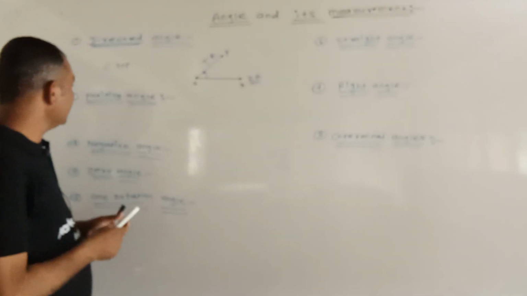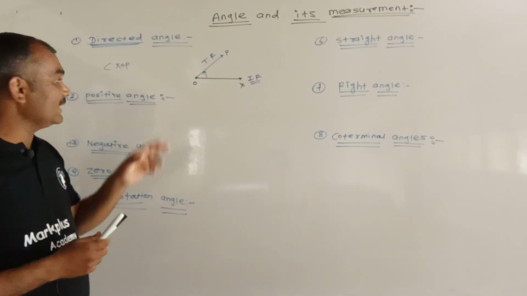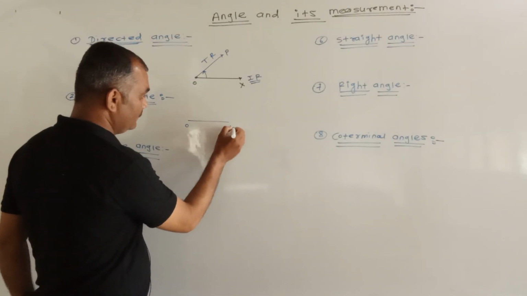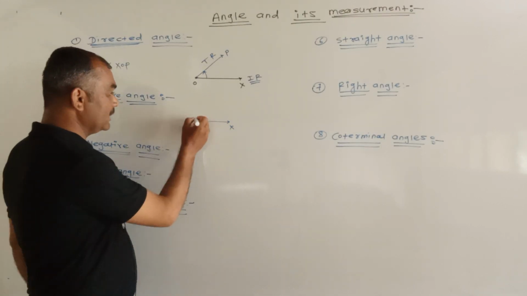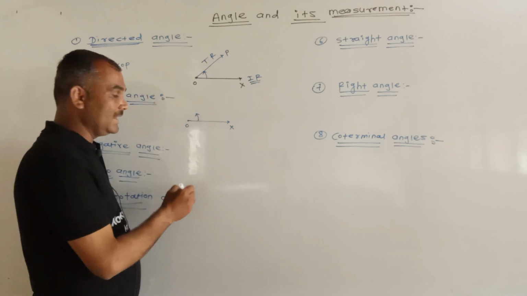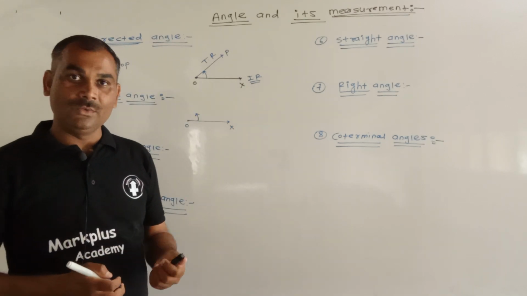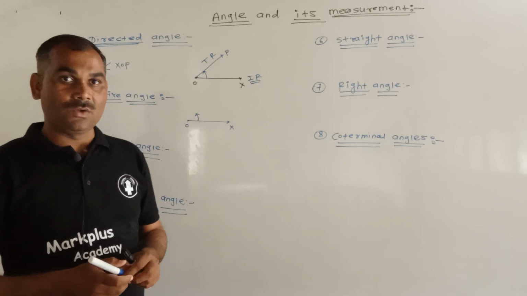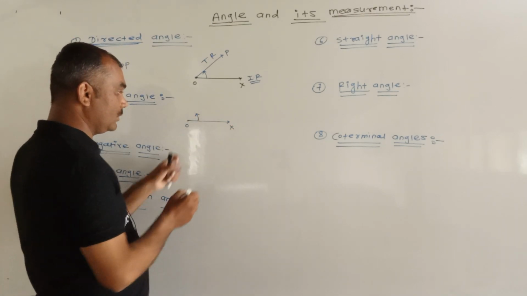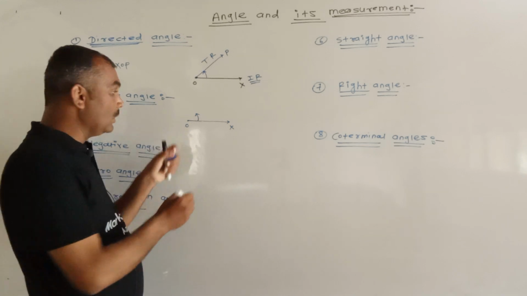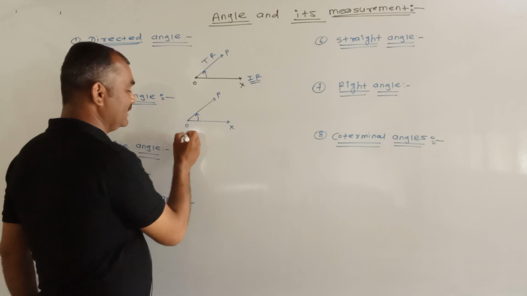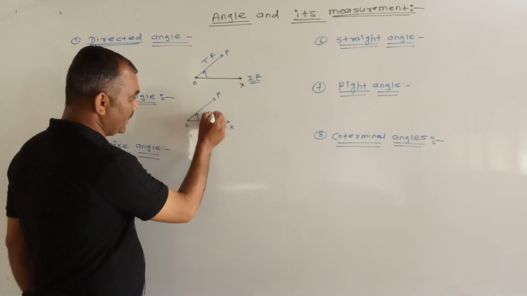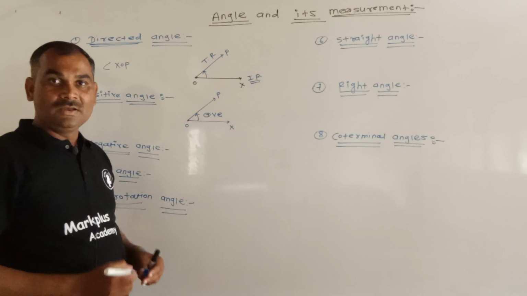Now the second definition is positive angle. So what is a positive angle? Suppose this is your initial ray OX, and this ray rotates about the point O in an anti-clockwise direction. There are two types of direction, one is clockwise and one is anti-clockwise. If this ray OX rotates about the point O in an anti-clockwise direction, and suppose this is your terminal ray OP, at that time this angle is called a positive angle.